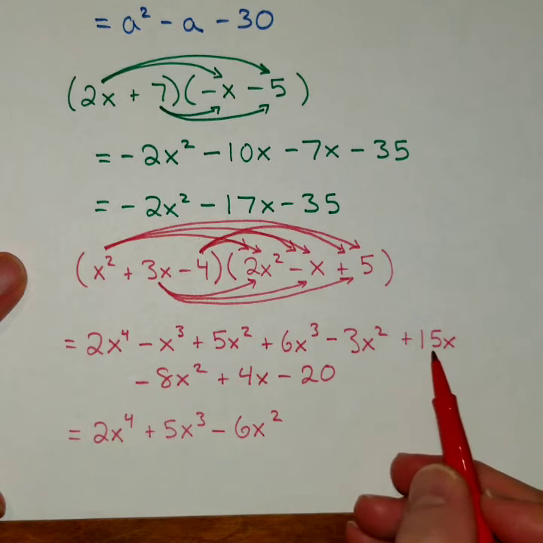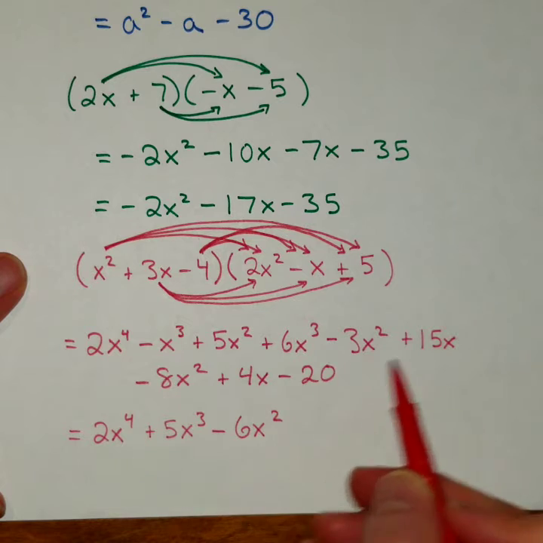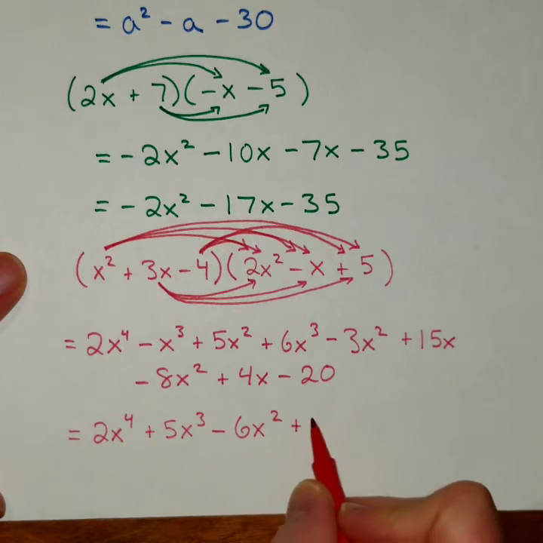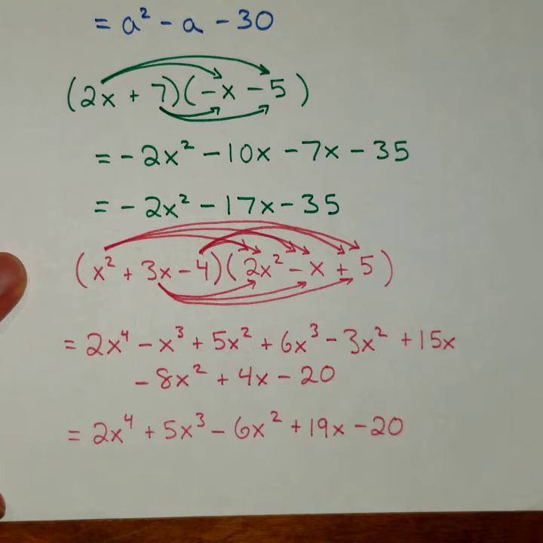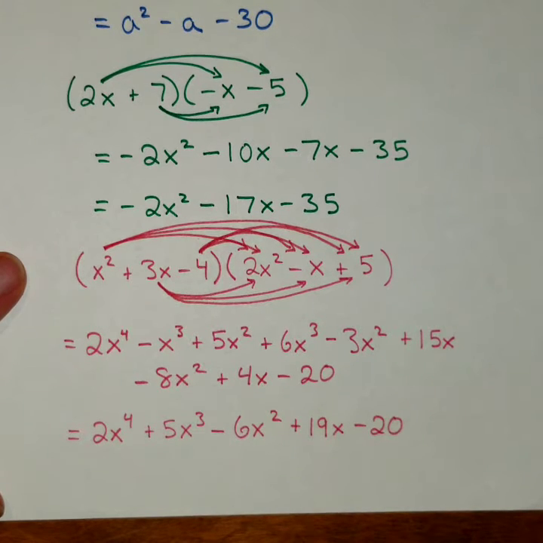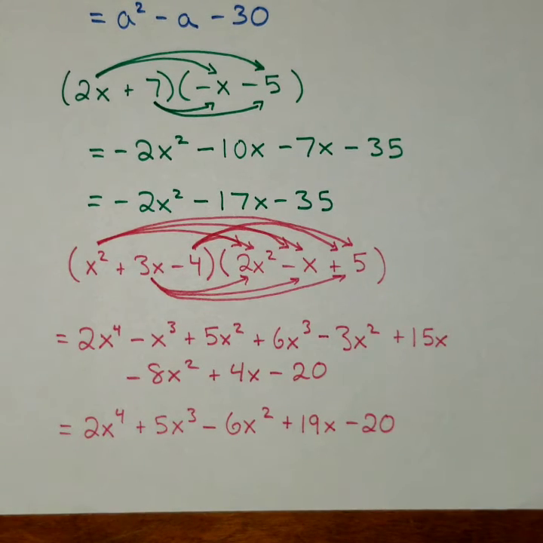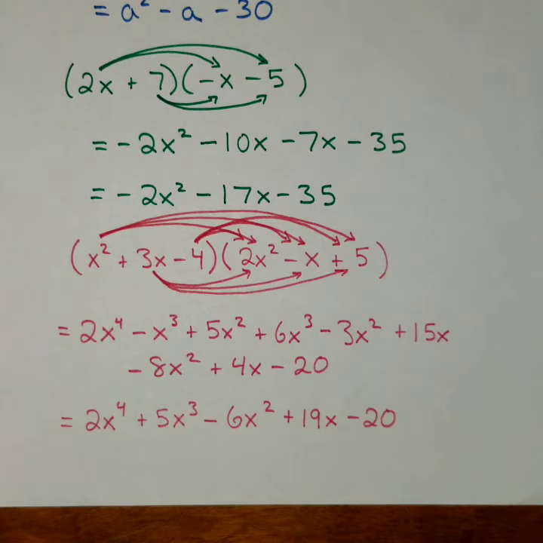There are two x terms, a 15x and a 4x. That would give me 19x. And of course, only one constant. All right. And that would be it. No more to simplify on that one. Okay. Quite a bit longer, but that's all right.